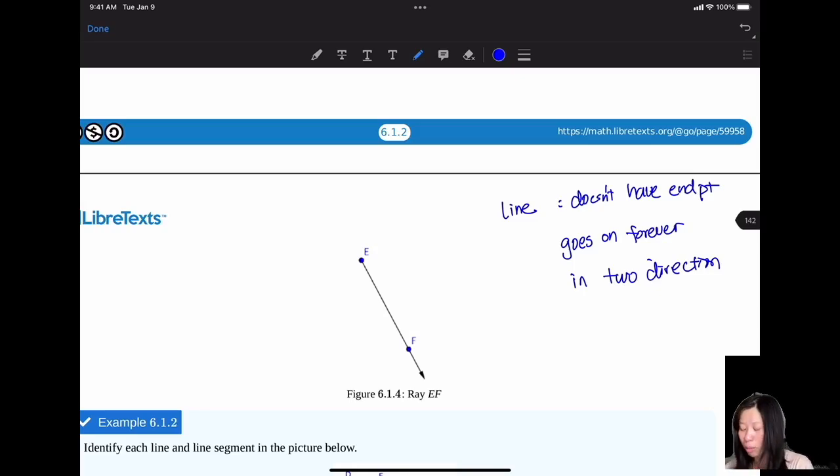It has one endpoint. So in this case, we call it ray EF with a line on top and one arrow. That indicates that it has one endpoint and then goes in one direction forever. Usually we start with the endpoint E and then continue through F. So that's why we write it as ray EF. We don't write it as ray FE. No, for this specific example, we don't do that.